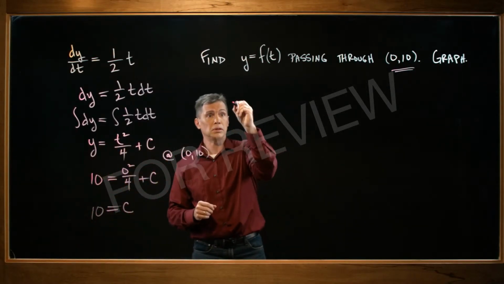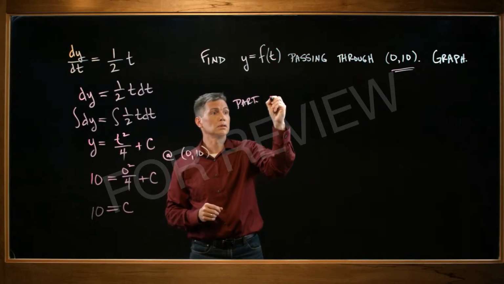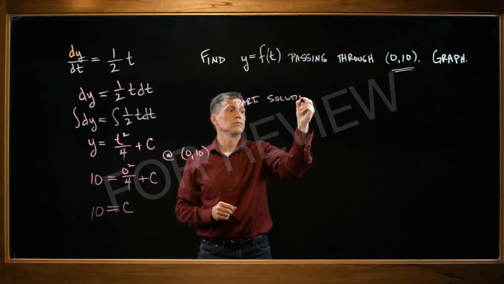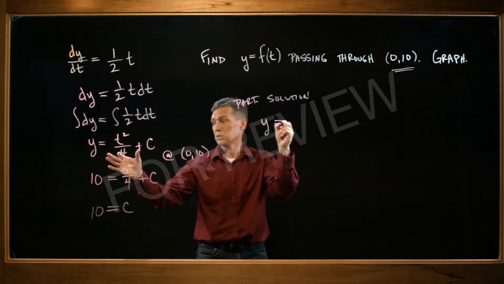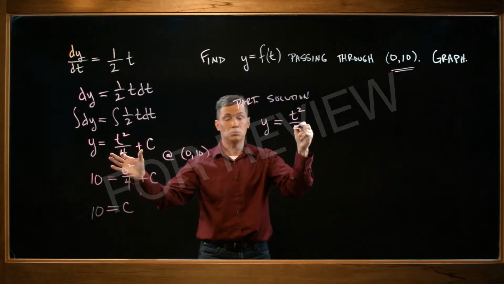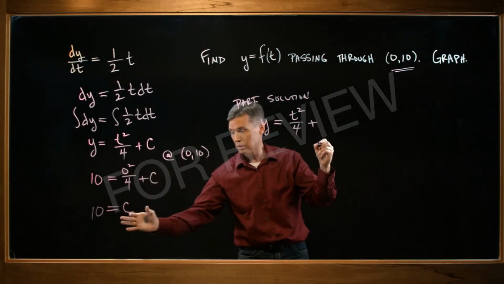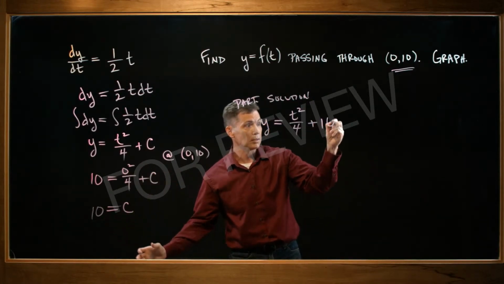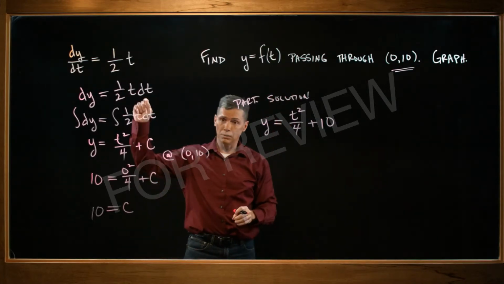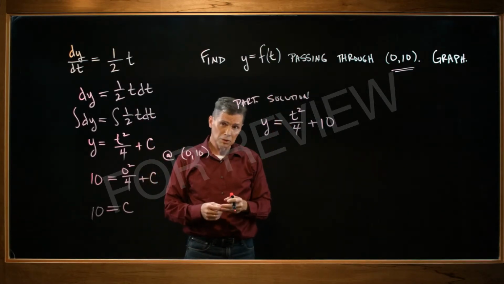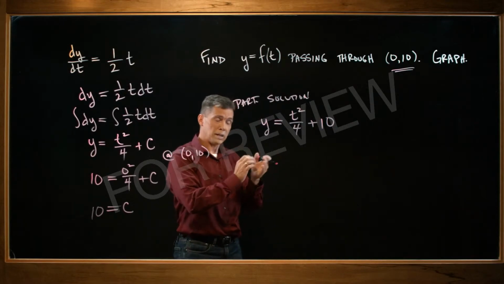And so what that tells me is that the particular solution is this general solution, but with my value of 10 for c. So this is my function that they wanted, passes through the point and has that derivative. They also wanted me to graph. Take a look at what the graph looks like.